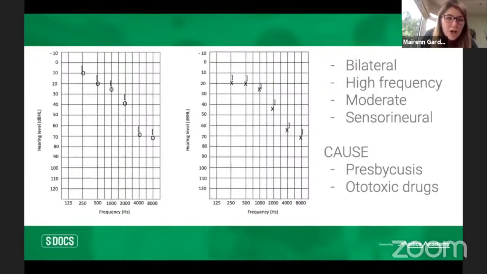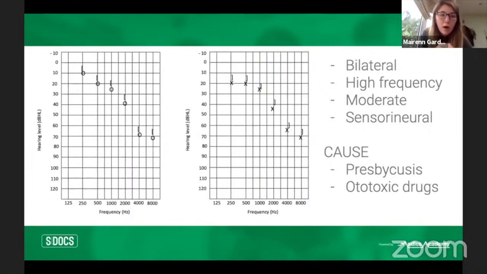Next case. So here, because you've got matched bone and air conduction, as you can see that the bone and air conduction follow each other, it suggests that it's sensory neural. Unlike the other one, this one is bilateral, and the hearing loss is actually at the higher frequencies. So between about 1,000 to 8,000, they've lost their hearing in this case.